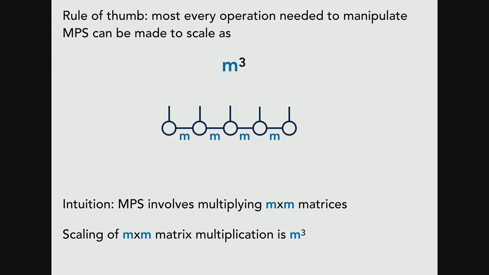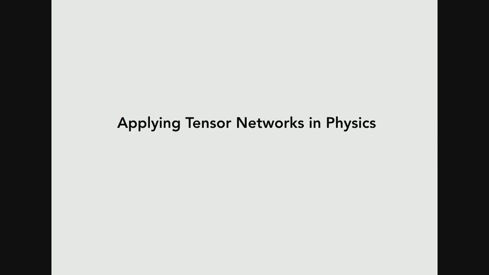Now for PEPS and these other more fancy tensor networks, you have to settle for less. There you'll have bond dimension to the 6 or the 7 sometimes, and that's just life right now with those tensor networks. And so people are trying other strategies to make them more practical to work with. Monte Carlo is one people are thinking about, actually.